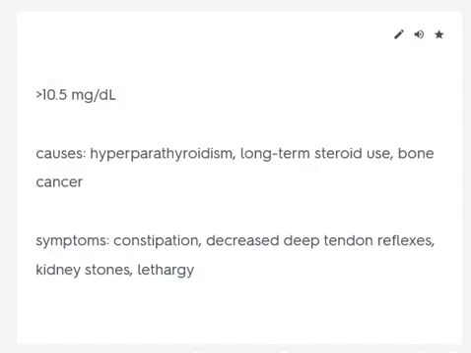Hypercalcemia: greater than 10.5 mg per deciliter, causes hyperparathyroidism, long-term steroid use, bone cancer. Symptoms: constipation, decreased deep tendon reflexes, kidney stones, lethargy.